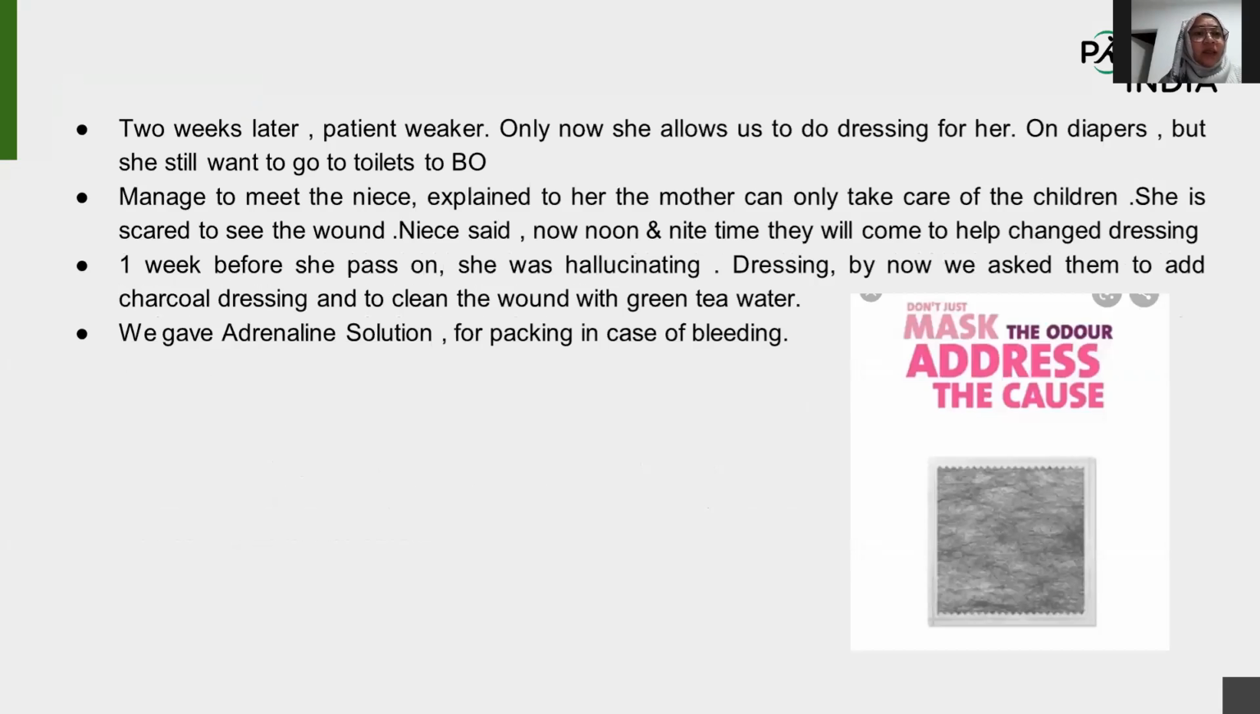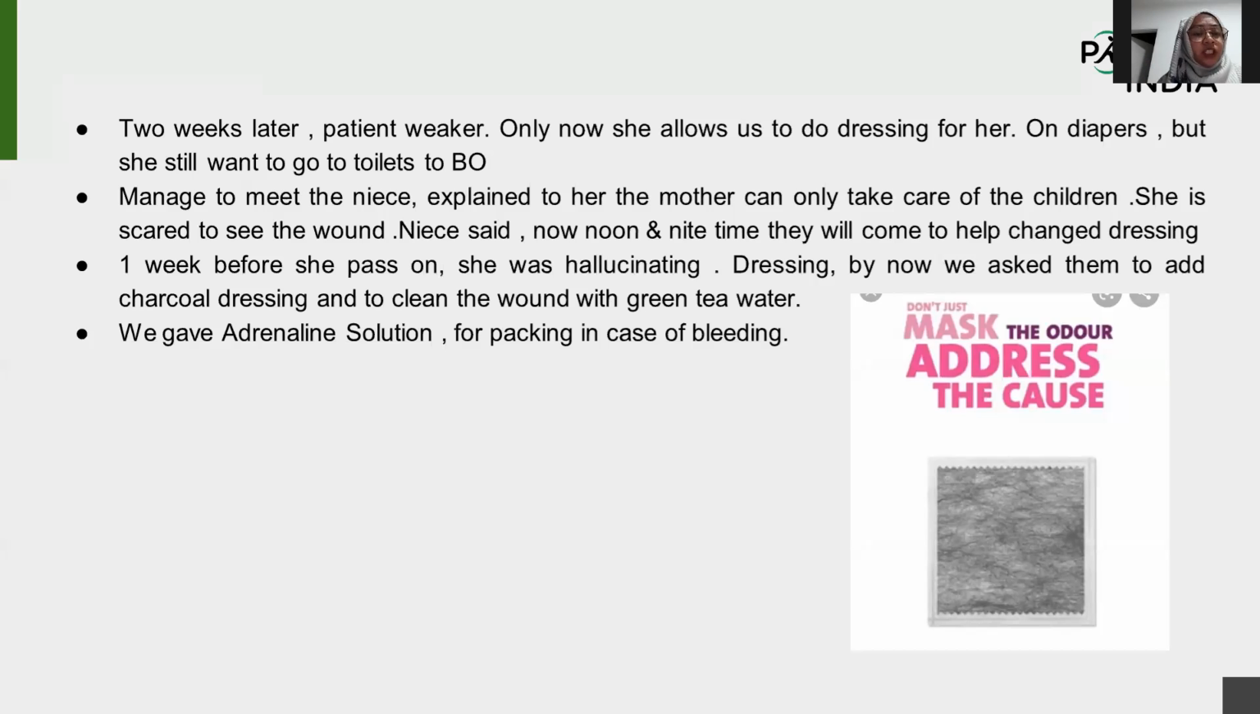So 2 weeks later, the patient was weaker. Only now did she allow us to do the dressing for her. She's using diapers, but she still wants to go to the toilet to pass motion. After that, we did manage to meet the niece and explain to her that the mother can only take care of the children. She is scared to see the wound. And the niece said that now, noontime and nighttime, they will come to help change the dressing.